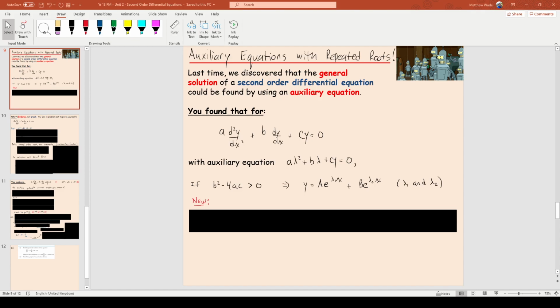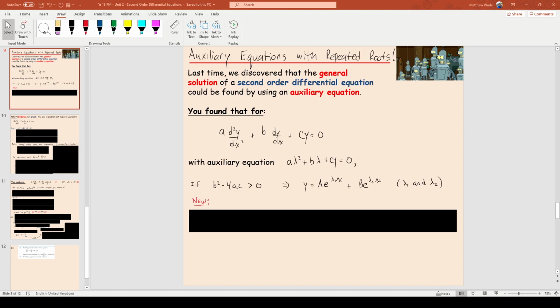How exciting. So pretty much last lesson, what we discovered is there was a great big shortcut, which was using an auxiliary equation to solve these linear, homogeneous, second order, constant coefficient differential equations, where a, b, and c were constants. We came up with a shortcut way of doing it. It involves something called an auxiliary equation. So this is the general form, don't forget, of the ones that we're solving, and it had an auxiliary equation of this.